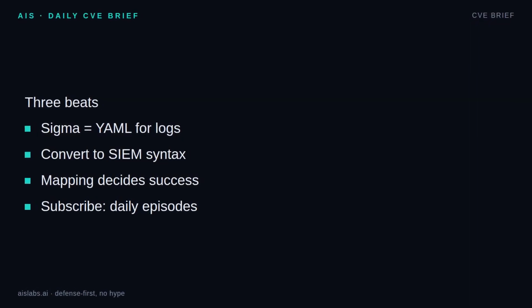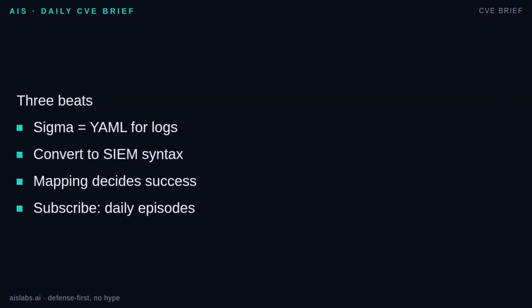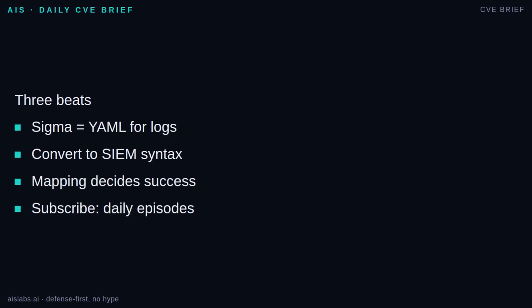Recap in 3 beats. 1. Sigma rules are portable YAML detections for log events. The core is log source, detection, and condition. 2. Converters turn that shared logic into the query dialect your SIEM speaks, which makes migrations and rule sharing much cleaner. 3. Field name mapping is where many teams stumble, so test conversions against real logs before you alert.